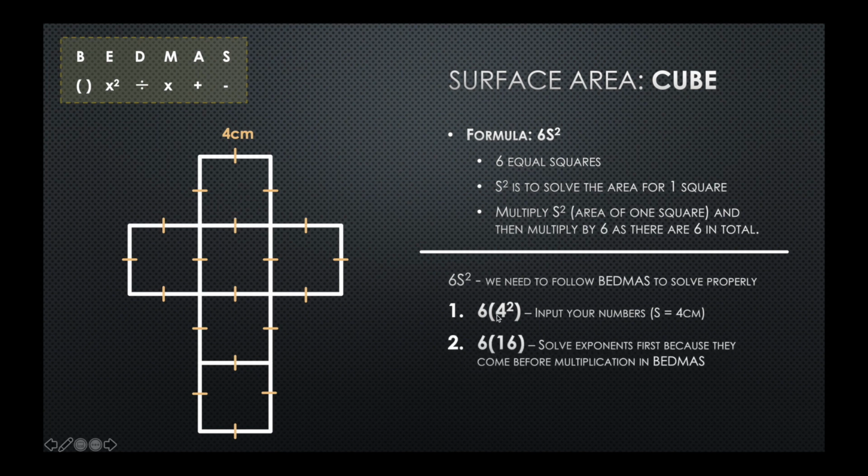So we're left with, again, in BEDMAS, we have to do brackets and exponents first. So 4 to the power of 2 is 16. So now we're left with 6 times 16. Simply, for the cube, you just throw that in your calculator, or you can do that in your head. 16 times 6 is 96 centimeters squared. So it is centimeters squared because we are still talking about a 2-dimensional area, right? It's just the outside flat surfaces of the cube that we can see.